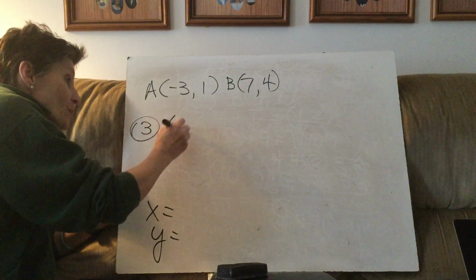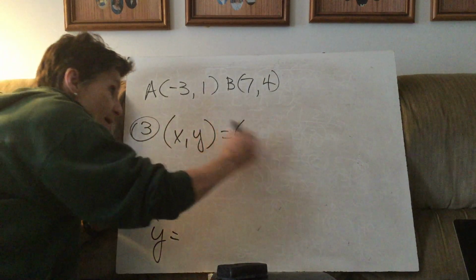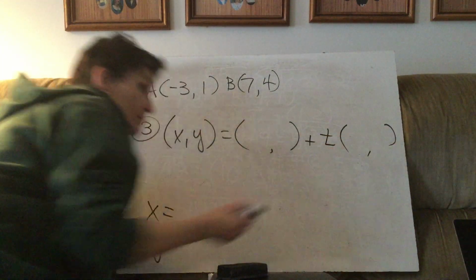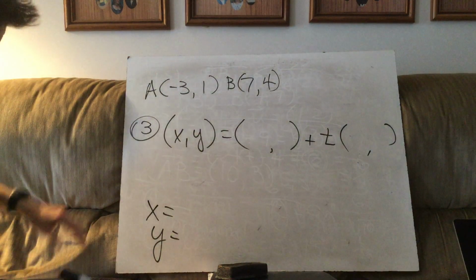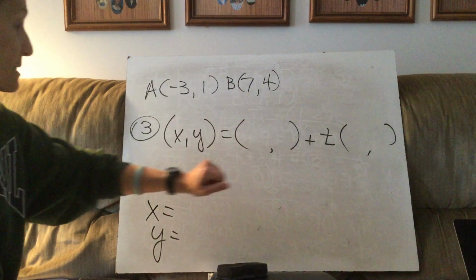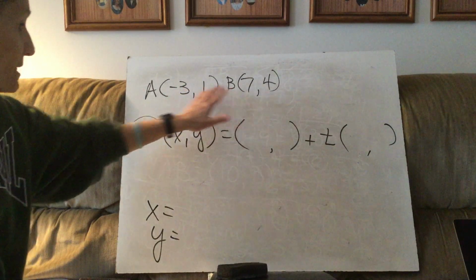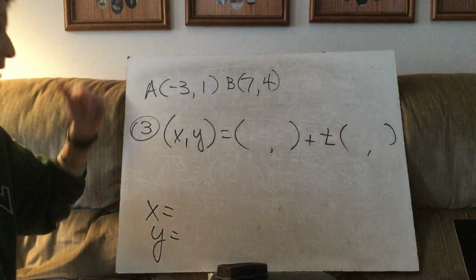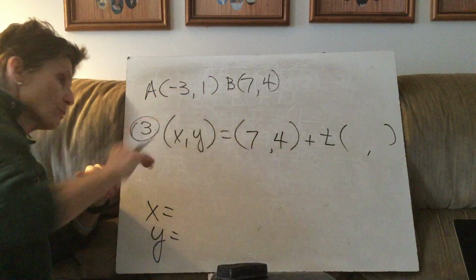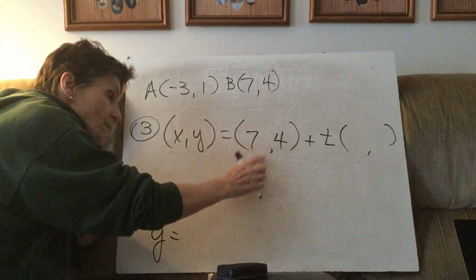So remember, we start with this idea of the vector equation of the line. So it looks like that. And in the first parentheses, we're going to put either one of these 2 points. I don't like messing with negatives, so I'm going to put 7 and 4. But you can put -3 and 1, makes no difference. Put one of the points here.